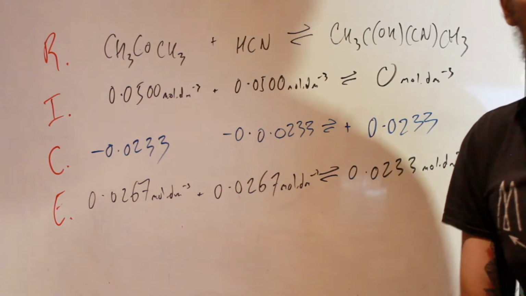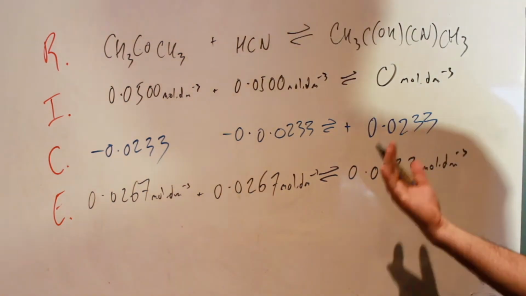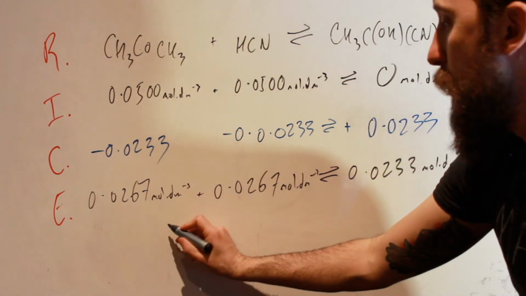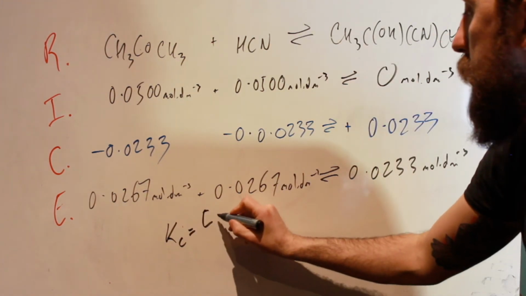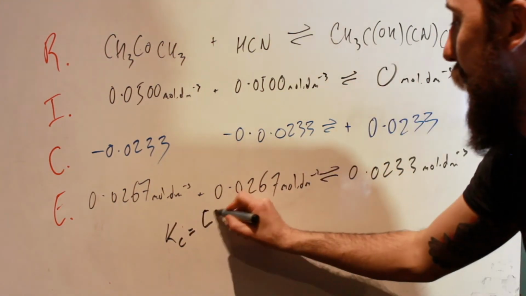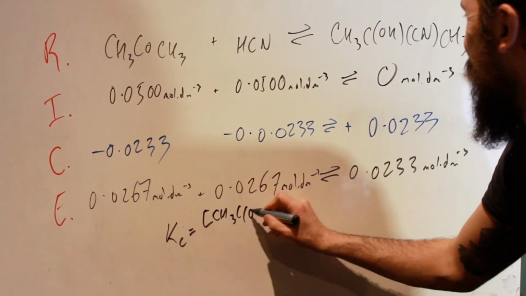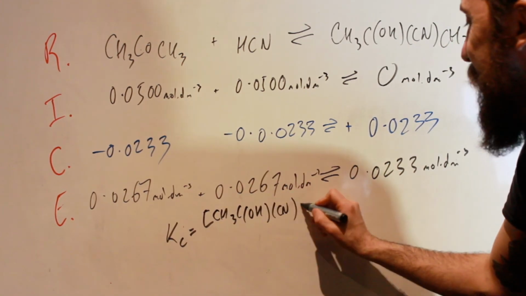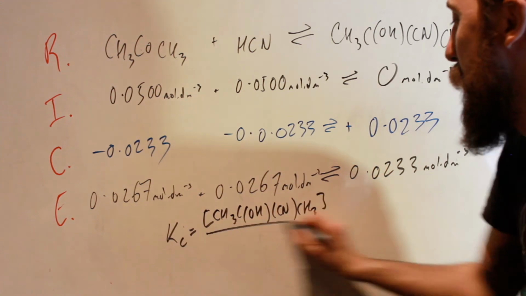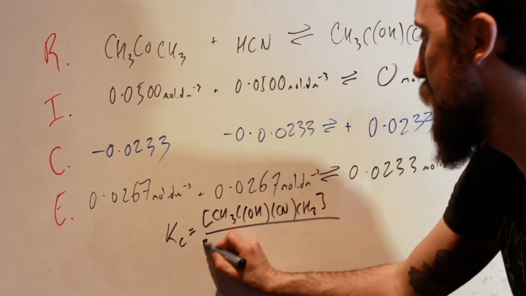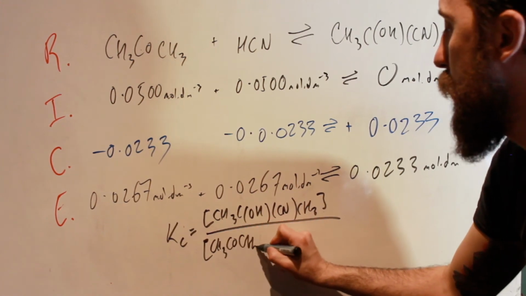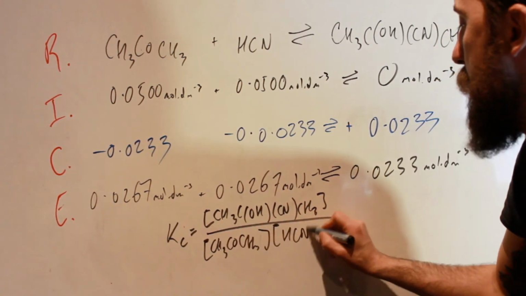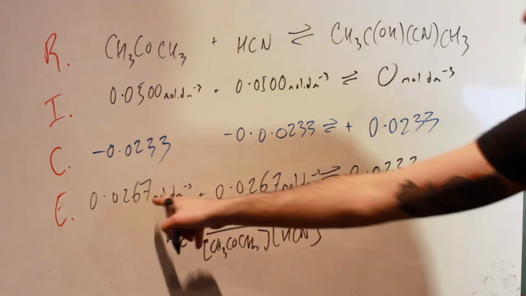From there, we can very simply just plug that into our equilibrium expression. So I've got to write the equilibrium expression for this one here, which is going to be the concentration of the products. I'll write it all out. CH3C(OH)CNCH3 divided by the product of the concentration of the reactants, CH3COCH3 times HCN.